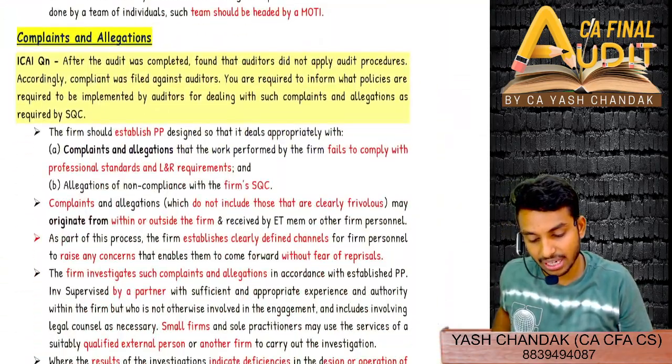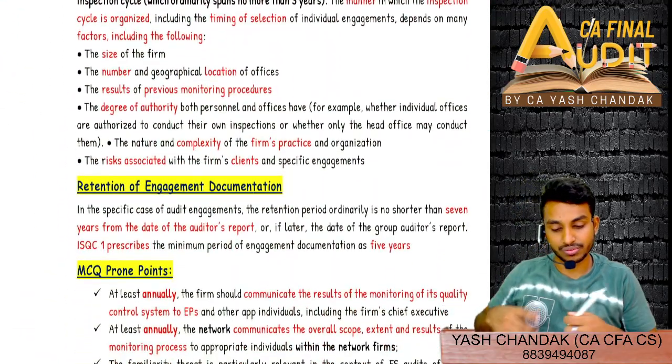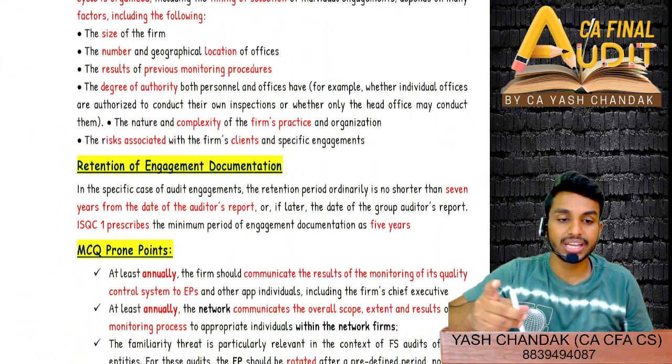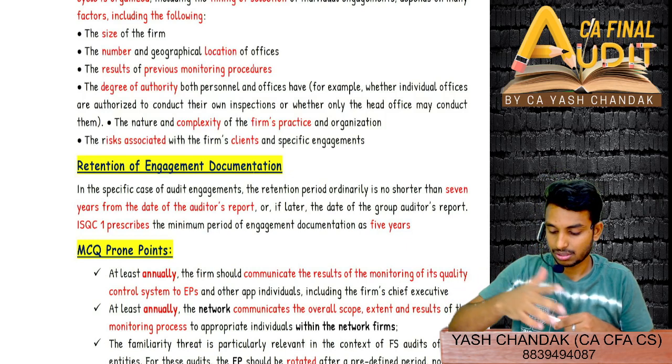So quickly take a break. We'll then complete this SQC 1. We are left with 2-3 questions. Let's just take a break. We'll meet at 8:40.